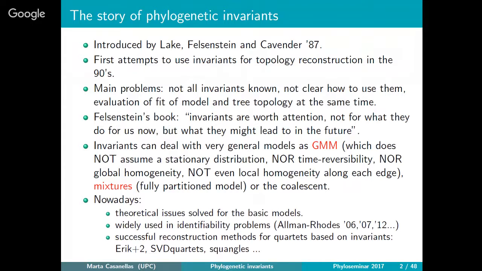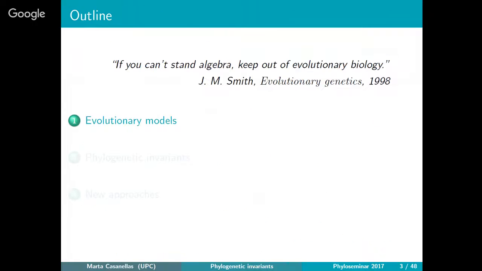Nowadays, I would say that the theoretical issues are solved for the basic models, including the general Markov model. They have widely been used in identifiability problems, explaining whether a model is actually identifiable or not, by work of Allman and Rhodes. And there are nowadays successful reconstruction methods for quartet trees based on invariants, mainly Erik+2, which is one of the methods I will explain, and also other methods by other people like SVD quartets or using the squangles.